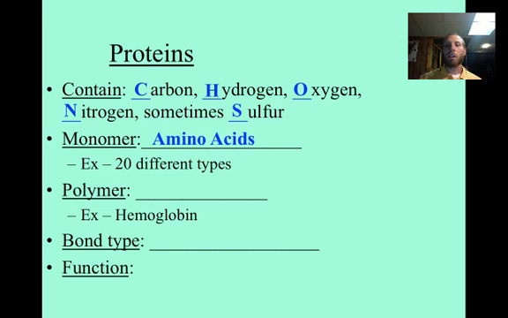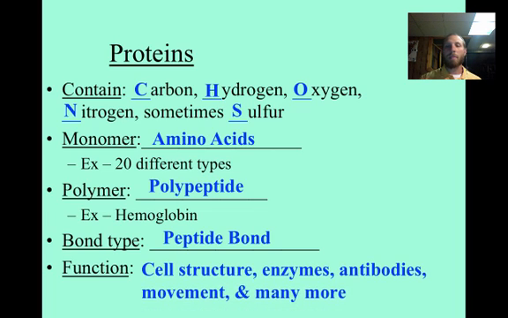They are made of a monomer called an amino acid. Amino acids are very essential for our survival. There are 20 different types of amino acids that are important to humans, and we get them from the proteins that we eat. Polypeptide is the name for a large protein polymer when the amino acids are joined together. An example would be hemoglobin, which is the protein found in our blood. The bond type here is called a peptide bond that holds the amino acids together.